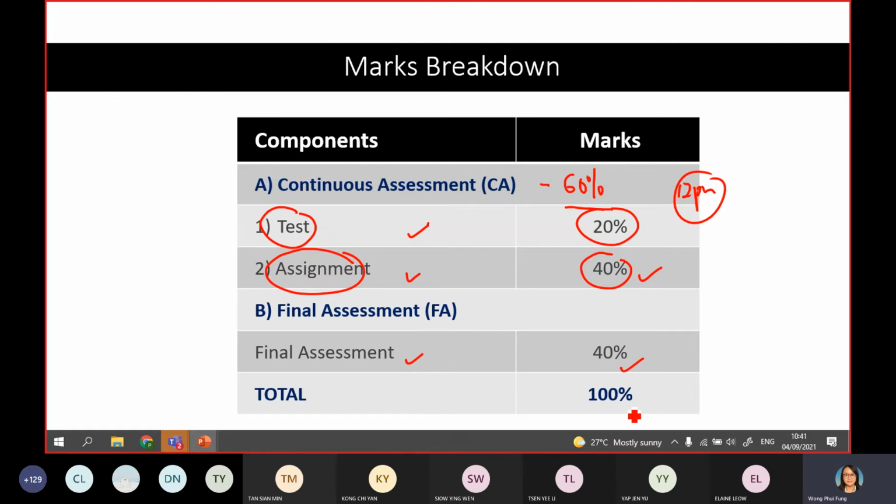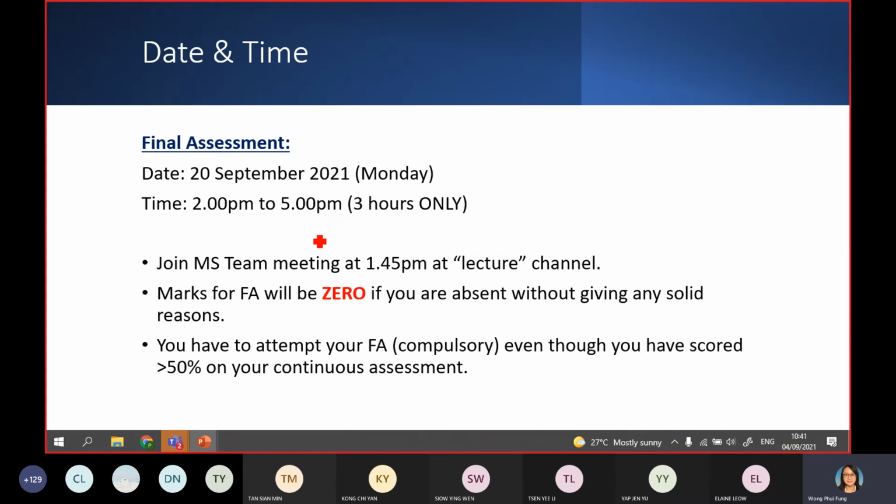The FA is 40%, so the total will be 100% for this course. Your lucky day for this subject is the final assessment on 20 September, Monday, from 12 to 5 p.m., three hours only. Remember the date and try to make it. Later, join the MST meeting at 1:45 on the lecture channel. On this day, I will open an MST meeting, so all of you please join at 1:45 p.m.